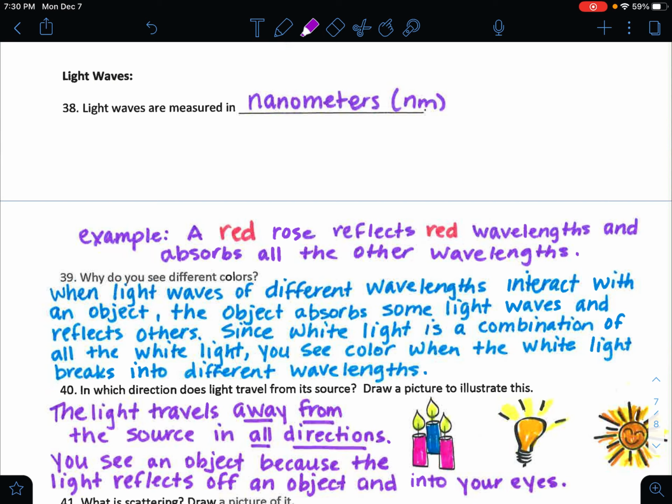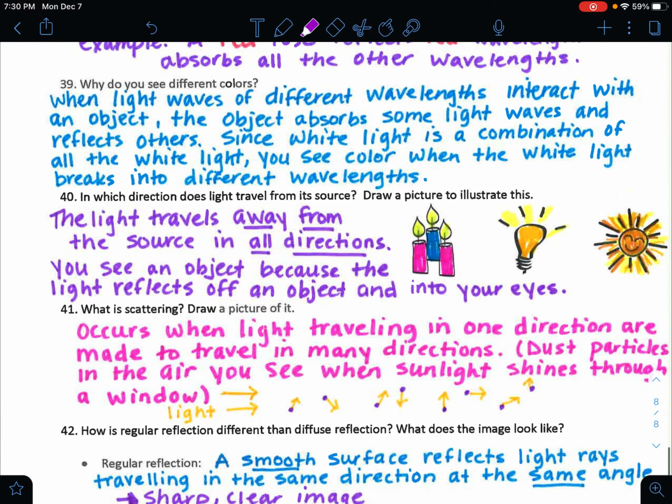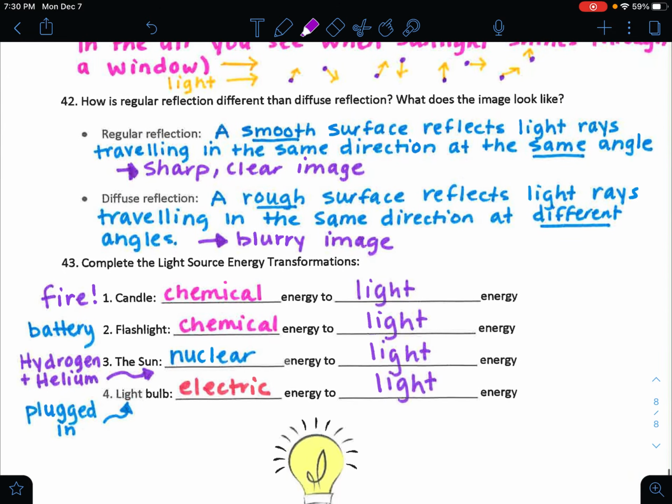So that's when we see it break up. But then what about why we see something that's red? Or why is it that we see something that is yellow? So for example, a red rose reflects the red wavelengths and absorbs all the other wavelengths. So we see something as blue, it absorbs all of the wavelengths but reflects blue. Why we see a yellow banana: it absorbs all but reflects yellow. Okay.